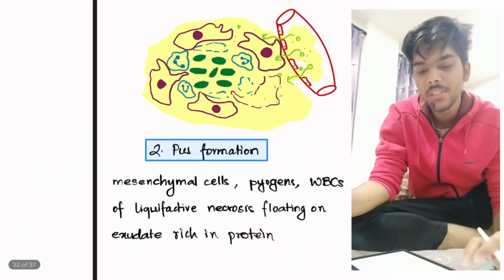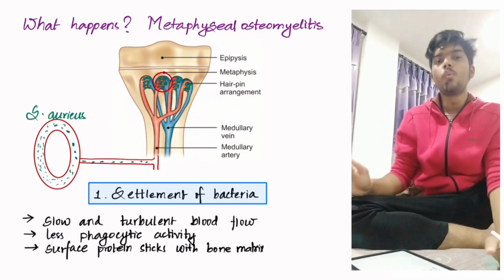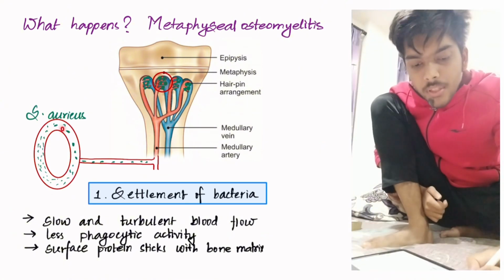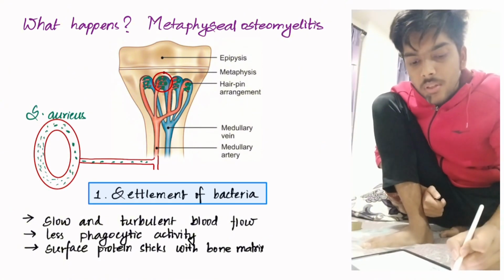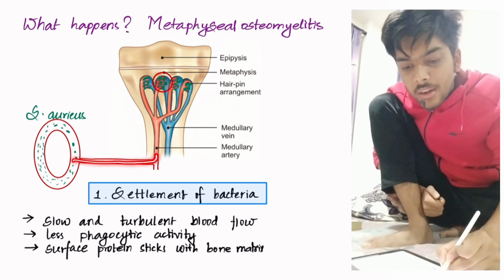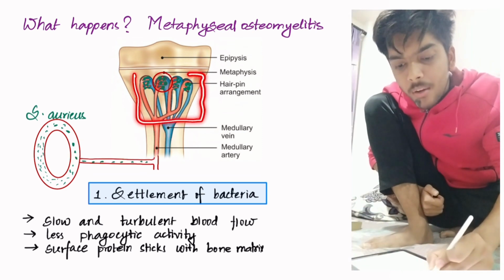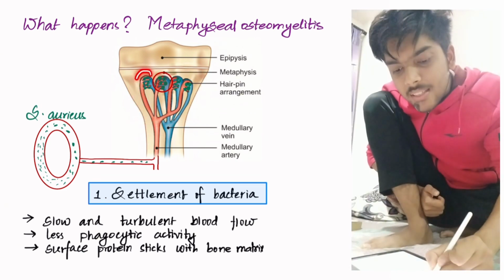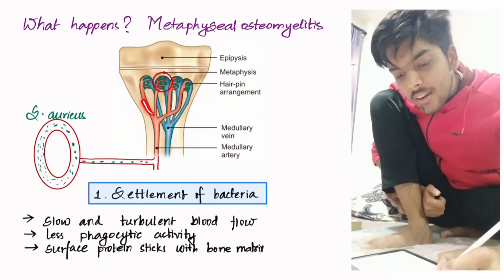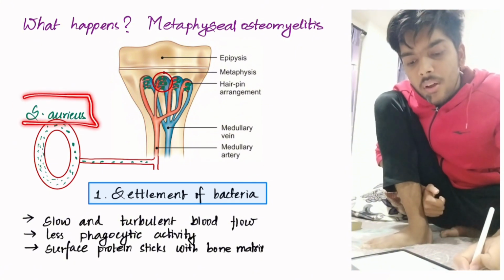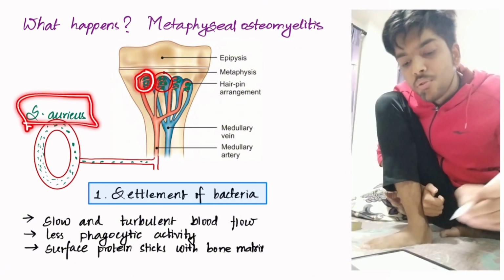One last revision for everything. So what exactly happens? There's Staphylococcus aureus in normal circulation. The Staphylococcus aureus enters the bone through the nutrient artery. In the metaphysis of the bone, there is a hairpin arrangement of blood vessels. At the intersection between the artery and the venous sinus, the Staphylococcus aureus finds the best place to settle.